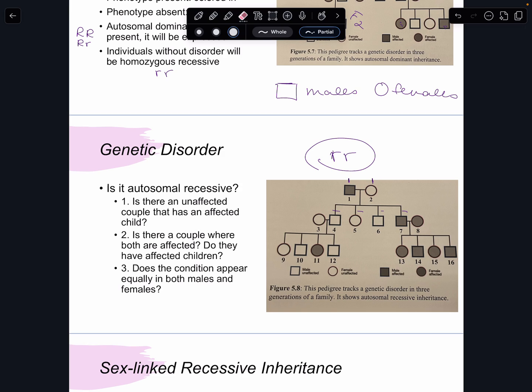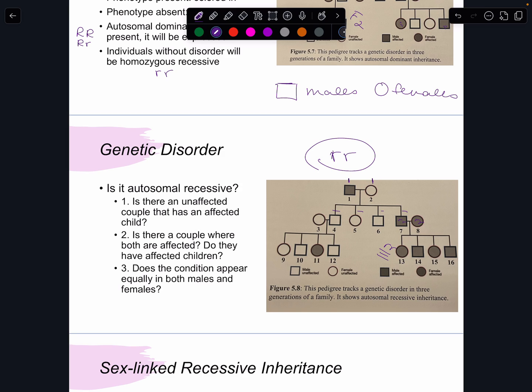But that child looks like they marry an affected female, and then every single one of their kids has it. So that must mean that they were lowercase r, lowercase r, for this trait, because the only thing that could happen for all 4 of those kids to have it would be for both of them to be autosomal recessive for that trait.